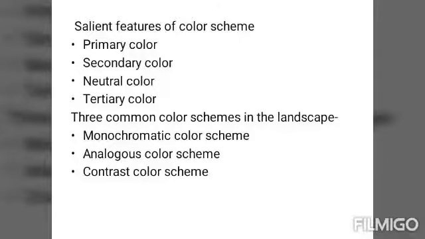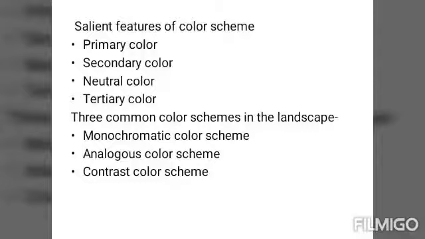Now we'll talk about the scheme. Related to scheme, the first that we're going to discuss is the salient features of color scheme. The first I have noted here is the primary color. What is the primary color? That is red, yellow, and blue. And then the second is the secondary colors, that is orange, green, and violet. And the third is the neutral color, that is white, gray, and black. And other than this, there is also tertiary color, that is cream, pink, and shade color.